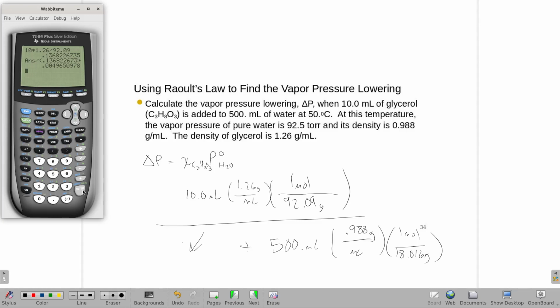Alright, but I'm not even going to do anything with that. I'm not even going to write it down, because the only thing I want to do to get my delta P is multiply that by the vapor pressure of the pure water. So, times this by 92.5. I don't need to worry about the units. That value there is my delta P. So I'm going to write that over here. Delta P is 0.459.